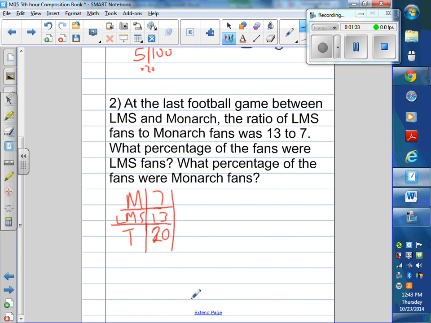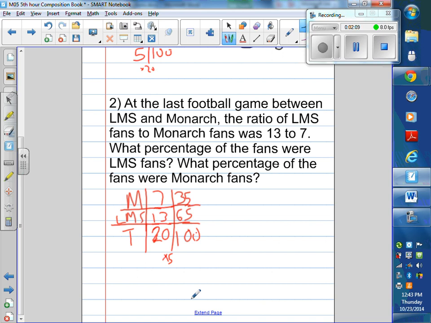Now to get to the total of 100, you have to multiply by 5, which is 100. Then 7 times 5 is 35. And 13 times 5 is 65. So the total would be 100. LMS would have 65% of the fans, and Monarch would have 35% of the fans.